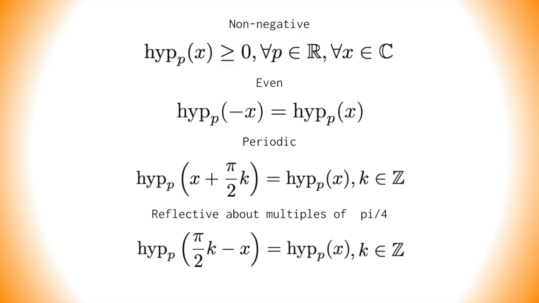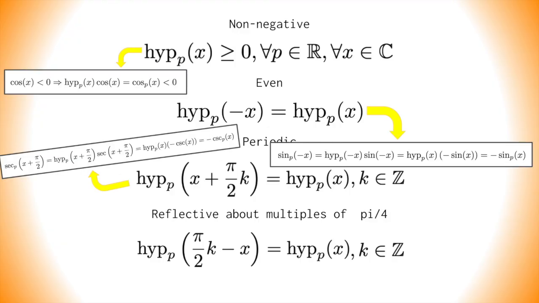These are some really good identities, especially when working with the other base p trig functions, because it means that multiplying by hyp doesn't change whether positive or negative. We'll see more of what I'm talking about in future videos.